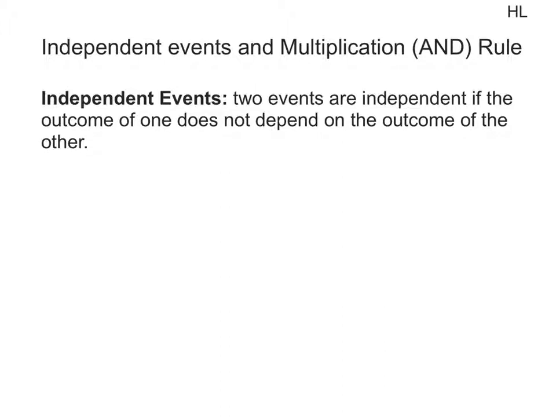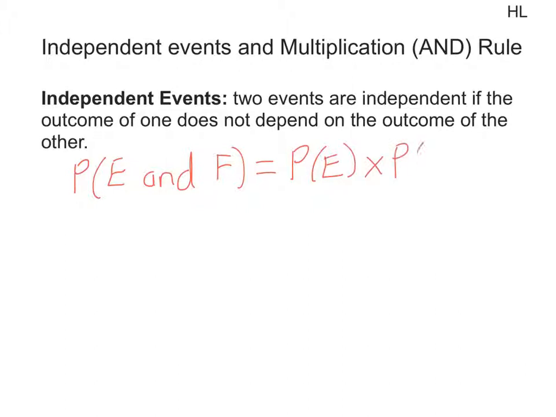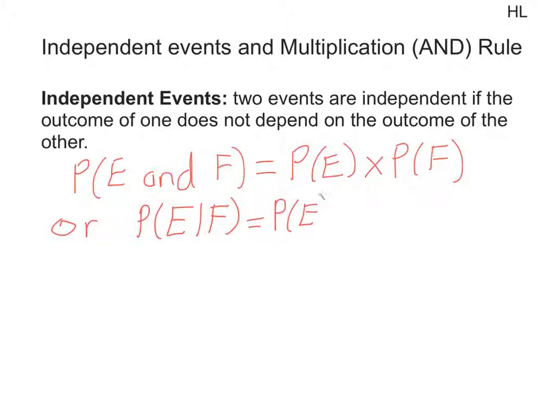If events are independent, the probability of the first event, event E, occurring and the second event, event F, occurring, is equal to the probability of event E occurring multiplied by the probability event F has occurred. Or we can say the probability of E given that event F has occurred is equal to the probability of E. This means that even though F has occurred, it has no effect on the probability that E will occur.